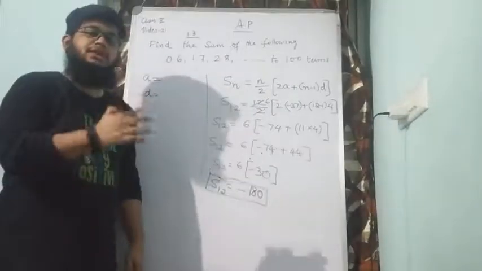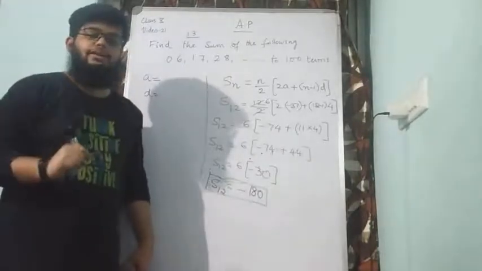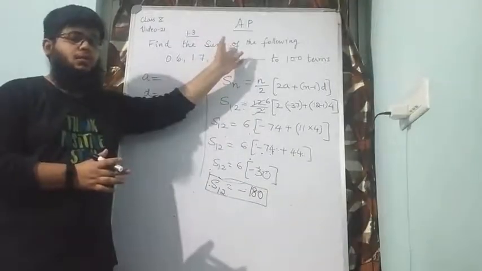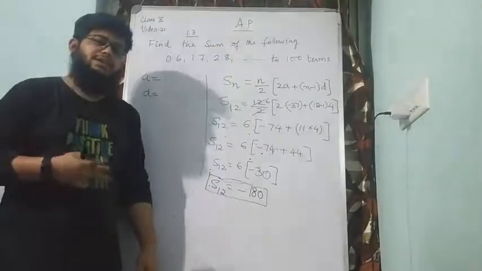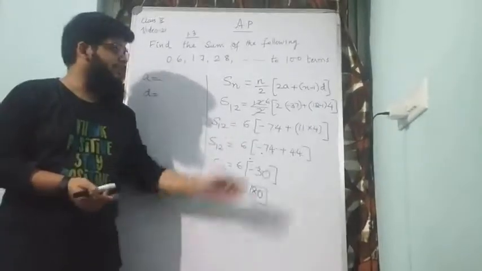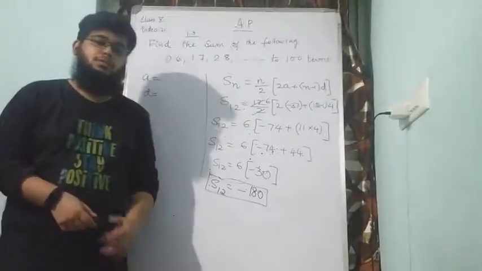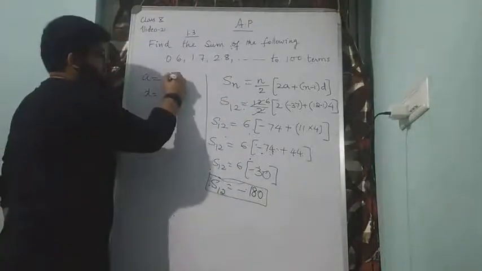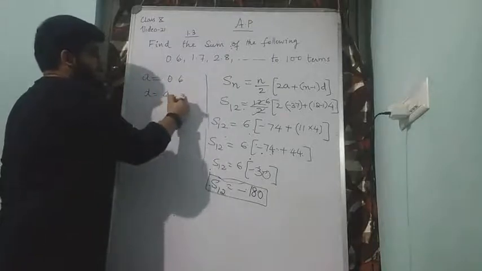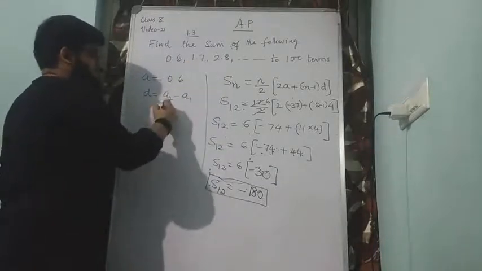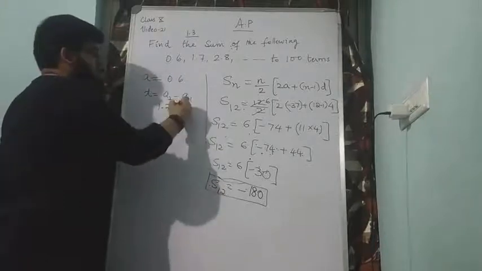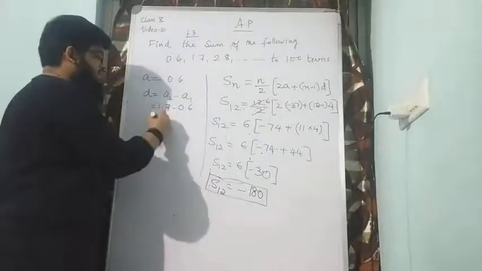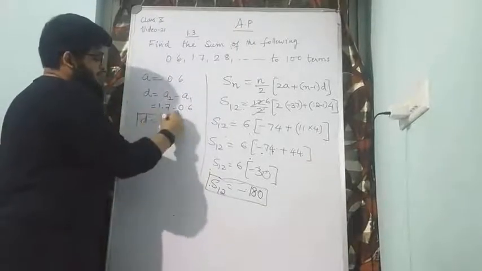That means a1 plus a2 plus a3 up to a100. That means if you add the 100 terms of the given AP, what sum do you get? Obviously, as I said, the most convenient method of doing that is making use of our Sn formula, or the sum of the first n terms formula. So let us write down the data. The value of a is the first term, which is 0.6. The value of d is a2 minus a1. a2 is 1.7, minus a1 is 0.6, and what is 1.7 minus 0.6? It is 1.1, so the value of d is 1.1.